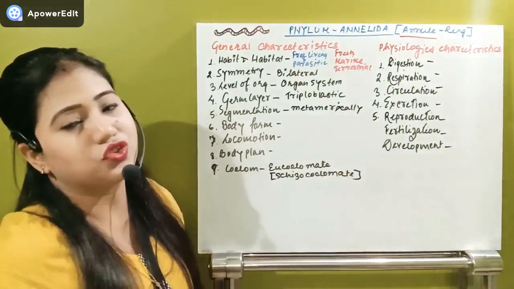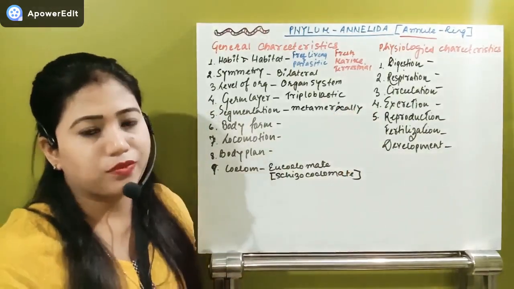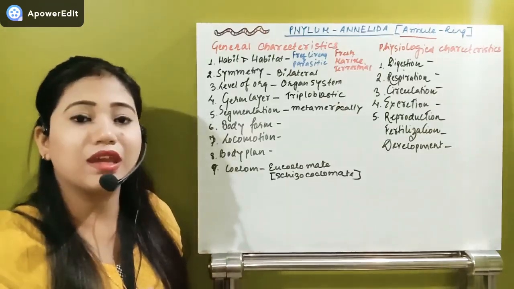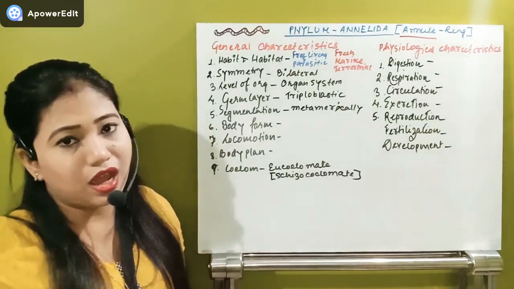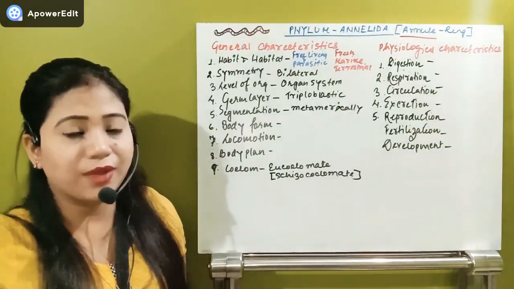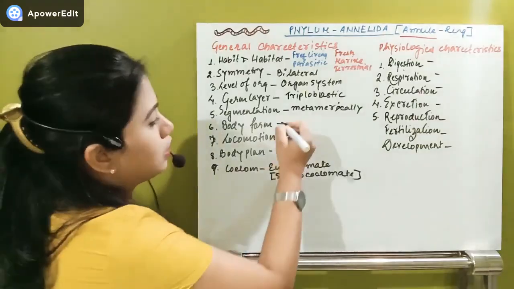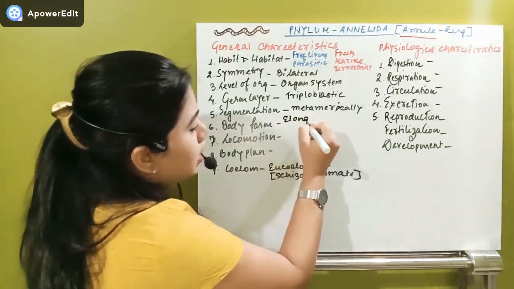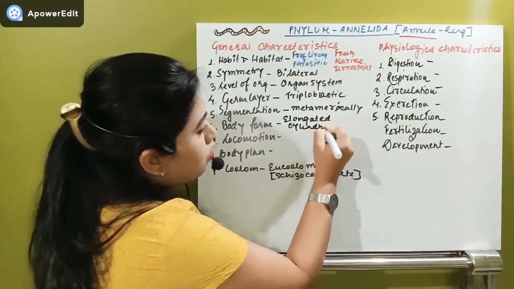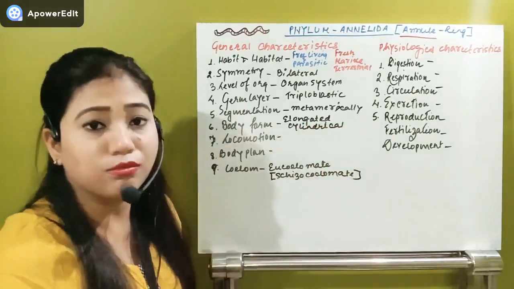And after that, let's move to the body form. That means how this organism looks like. The normal body appearance of this phylum Annelida is elongated. They are actually elongated, cylindrical bodied. Okay, they are also worm-like. So this body form will include that they are elongated and cylindrical organisms.